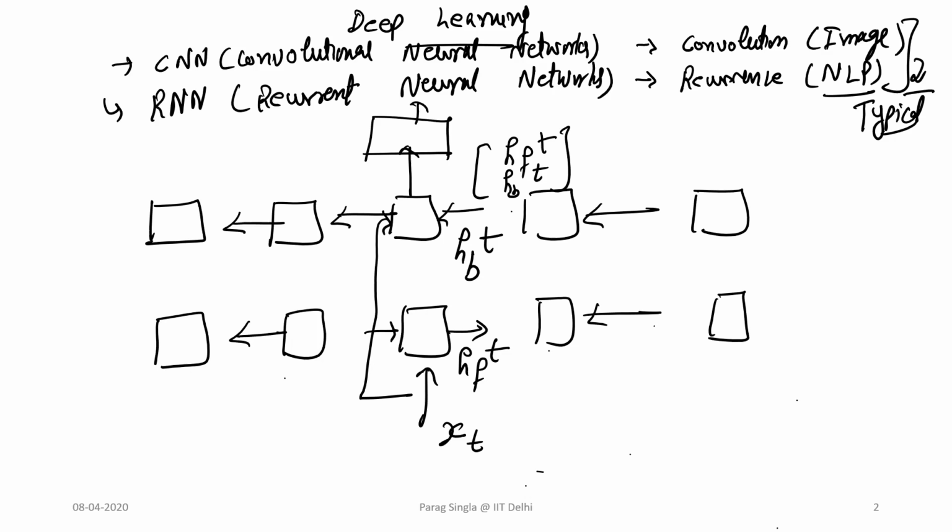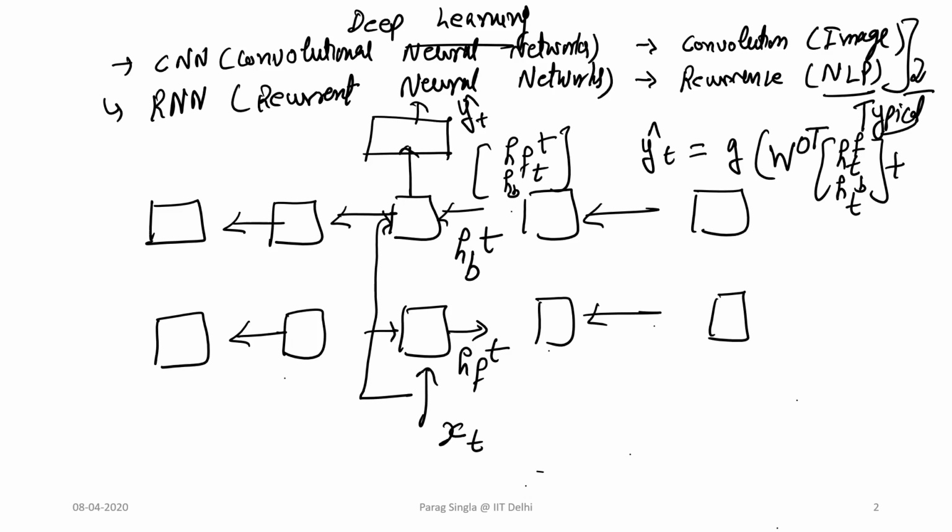And then it outputs y t hat, where y t hat is given by g, our non-linearity function, which could be sigmoid, of W o, the weight of the output box, transposed, times h t f and h t b, let me make it precise, plus b o. So this is my output.